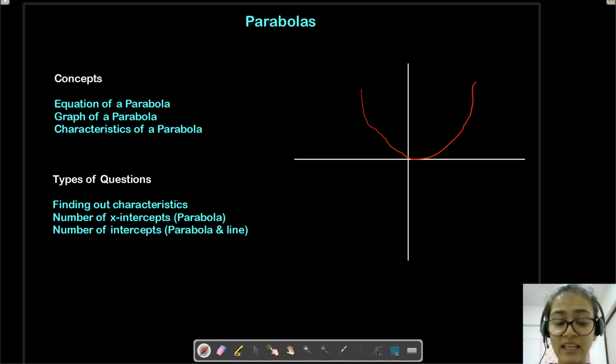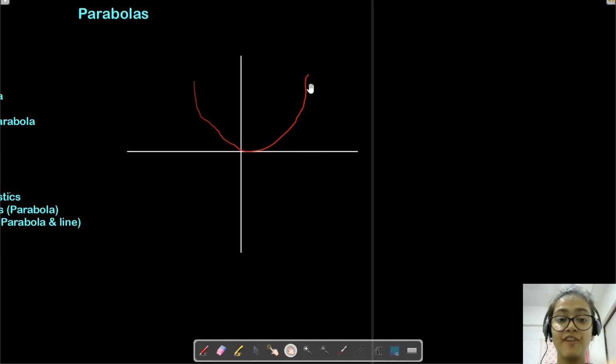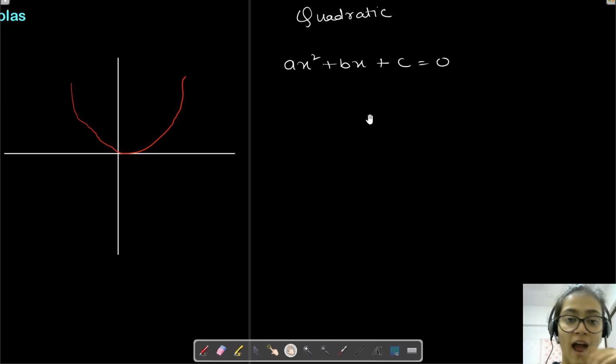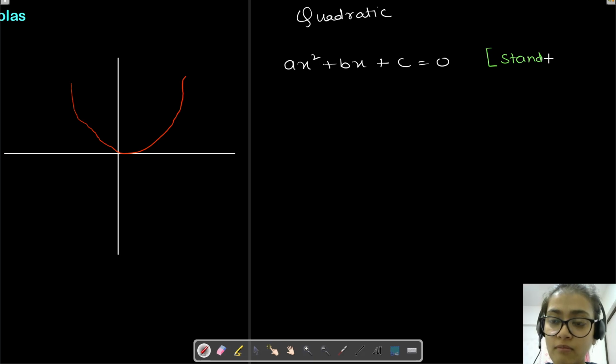Now see, every single figure in two-dimensional space has an equation. So a parabola also has an equation, and its equation is actually a quadratic equation. A quadratic equation is this: ax squared plus bx plus c equals 0. So if we draw the graph of a quadratic equation, we get a parabola. Now this is called the standard form of quadratic equation.